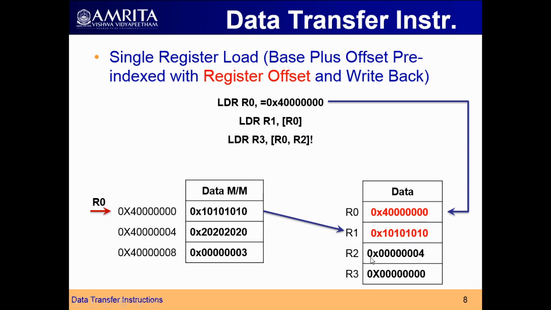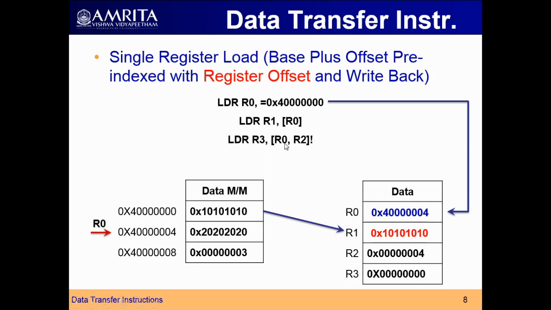So now in R2 what do I have? 0004. So this is my offset. Here the base address is stored in R0. What is the base address? 4000. To that base address, you will add the offset present in R2. What is the offset? 4. So you will be adding 4000 plus 4. Your R0 will be pointing to 4004, and R0 will be updated with the new address. Why? Because write back is there.